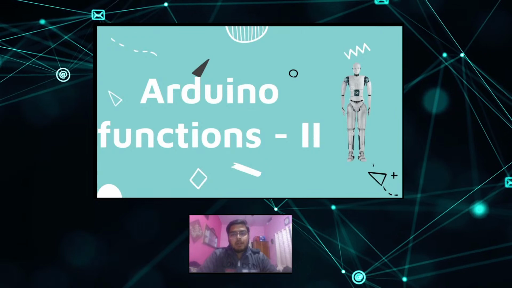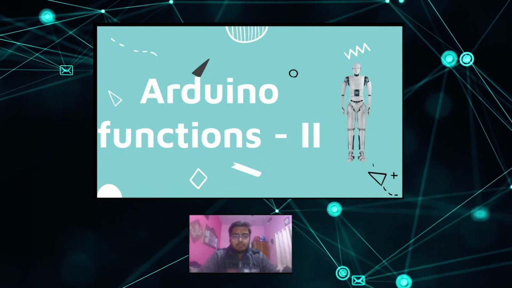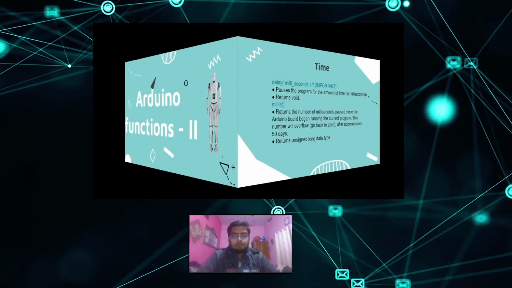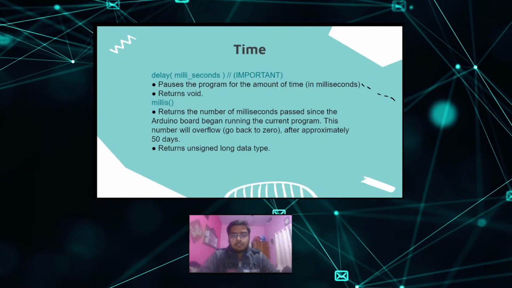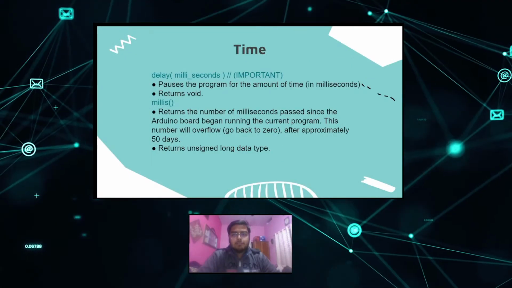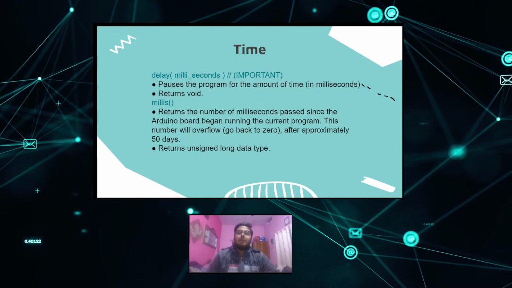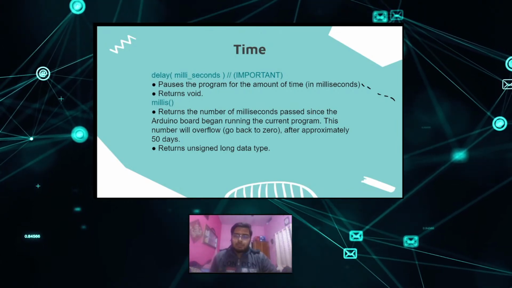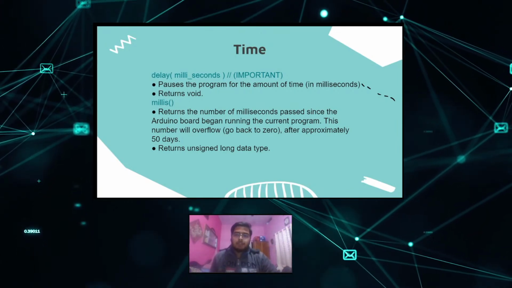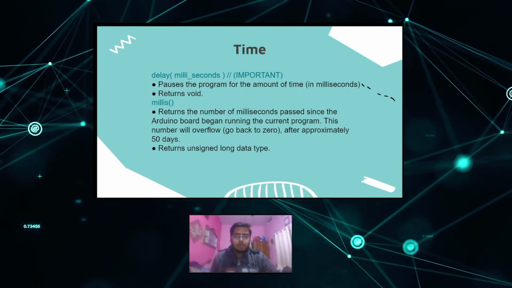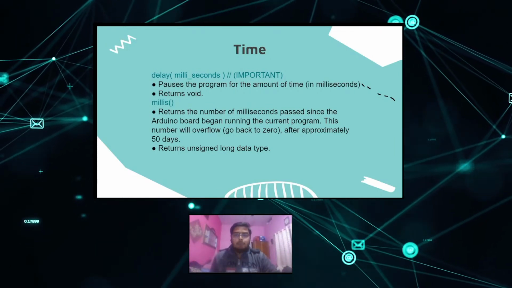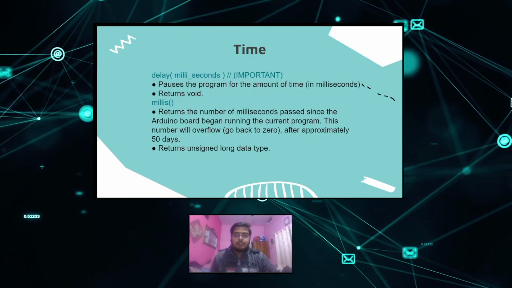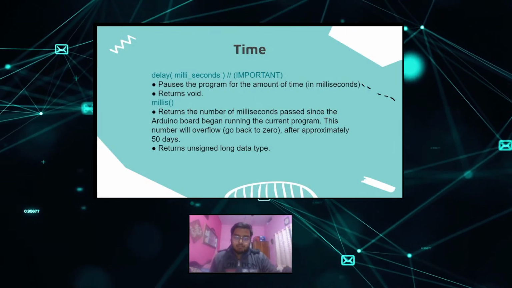Now we will look at some other important Arduino functions. First is the delay function. This function delays the program by a time given by the user. This function takes only one parameter, that is the time by which the program has to be delayed. Time is given in milliseconds. This function does not return anything.